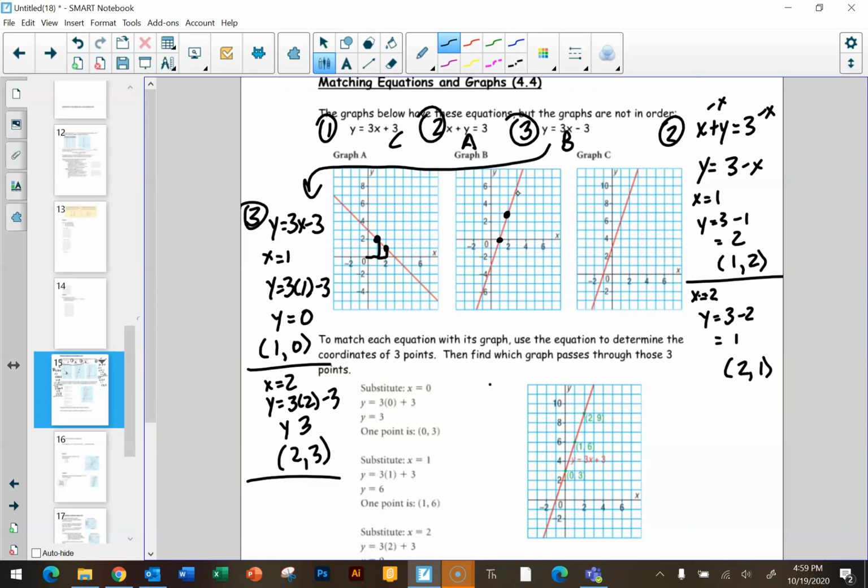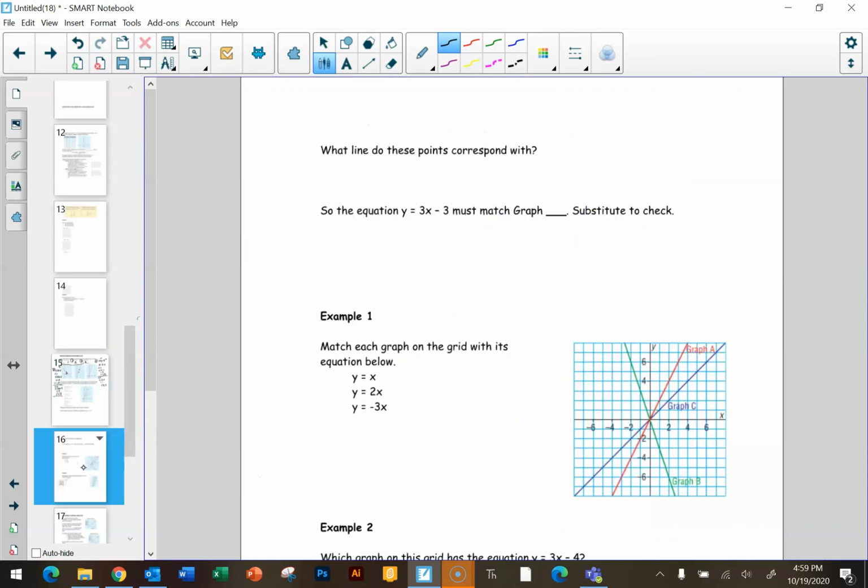So the next question, next page here: what line do these points correspond with? So the equation must graph, I think we said B on this one. Okay. And for these ones, just see the previous page. We did it on the previous page.